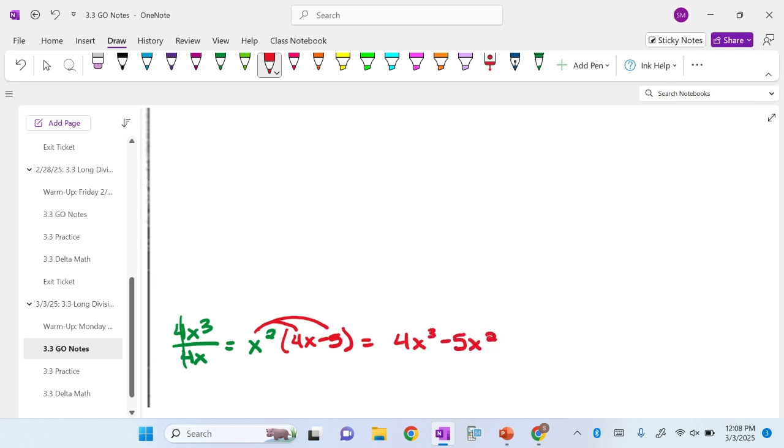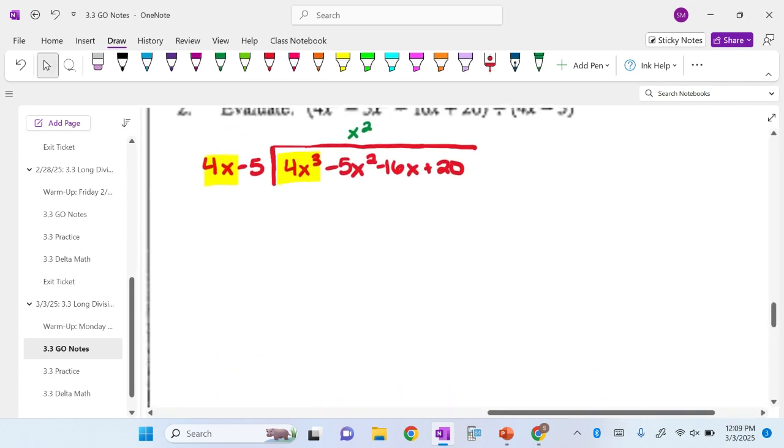All right. What's my next step, Haley? Multiply it by a negative. Right. Multiply it by a negative, and I would get what? You get negative 4x cubed, and then plus 5x squared. Good. All right. And that's what I then write up here. So negative 4x cubed plus 5x squared.